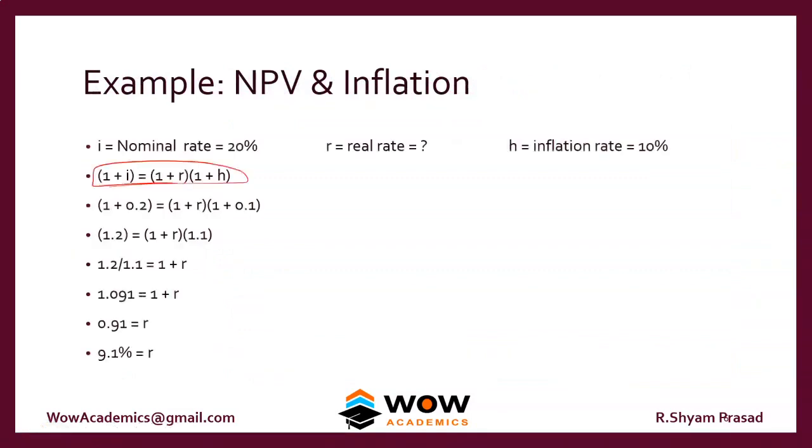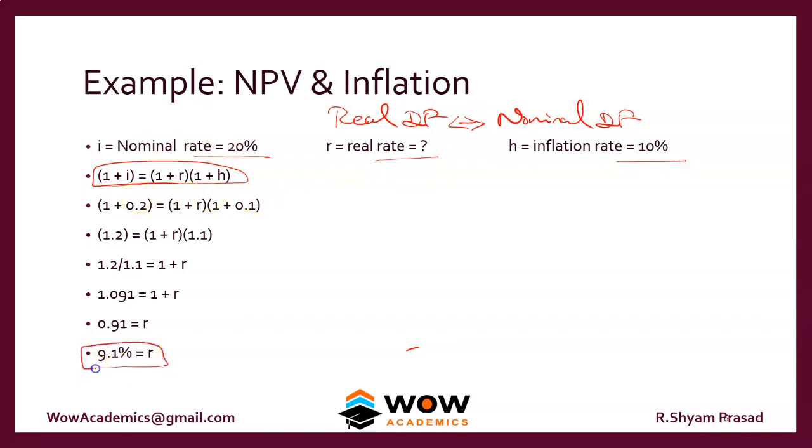So this is how you are going to find out the discount factor. Whether you are given a real discount factor or the nominal discount factor, you can interchangeably find out the other number. The formula is 1 plus i equals 1 plus r into 1 plus h. We'll assume for this problem's sake that the nominal rate is 20%, the real rate we don't know, and inflation is 10%. Once you have applied this formula, finally we got an answer that the real rate is 9.1%.